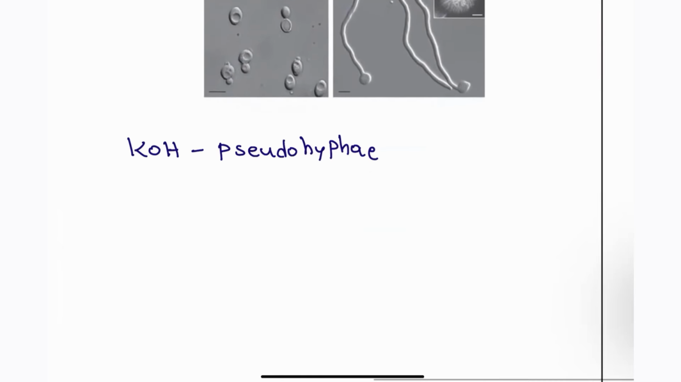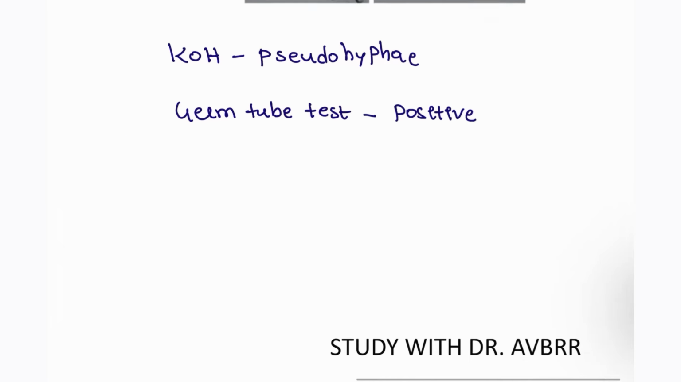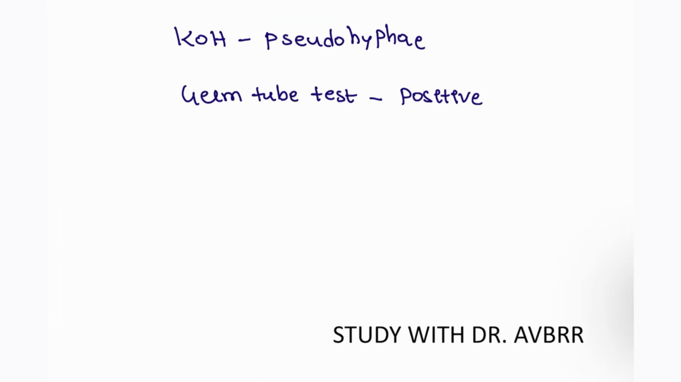Okay, next we also do the germ tube test. On the germ tube test, Candida is going to be positive. If it is negative, that is not a Candida species. This is the best rapid test for Candida. Next, what is the culture that we use for Candida? Sabouraud dextrose agar we can use. And another agar is the chrome agar.